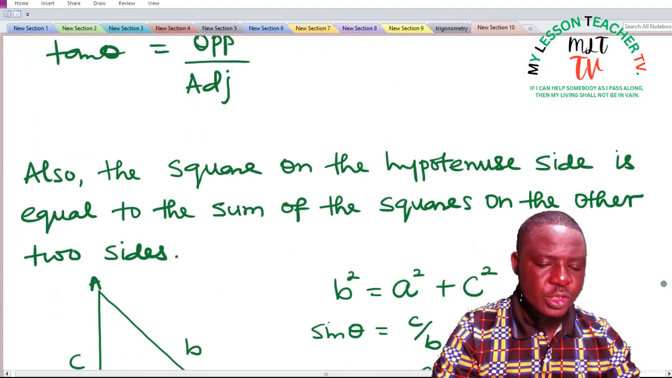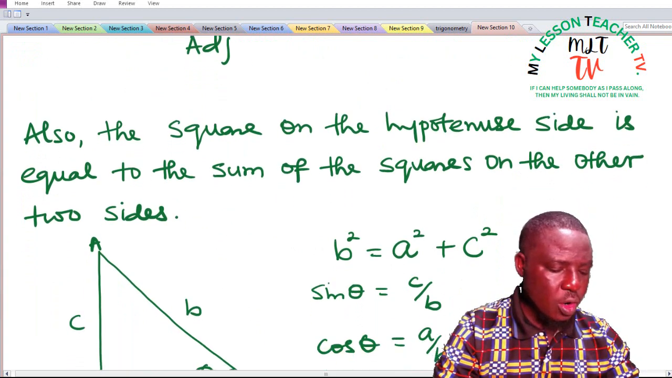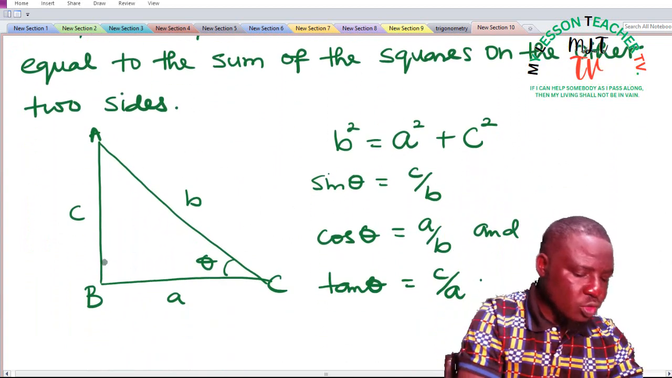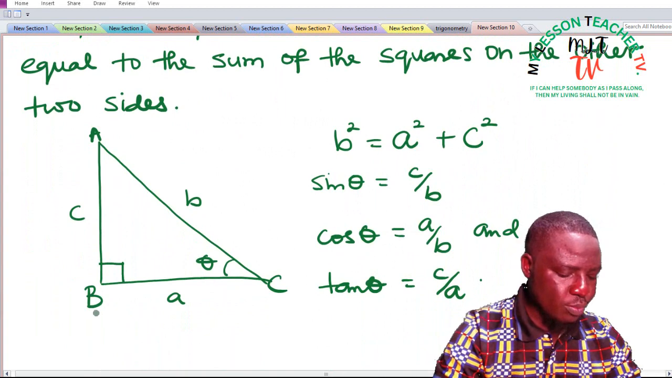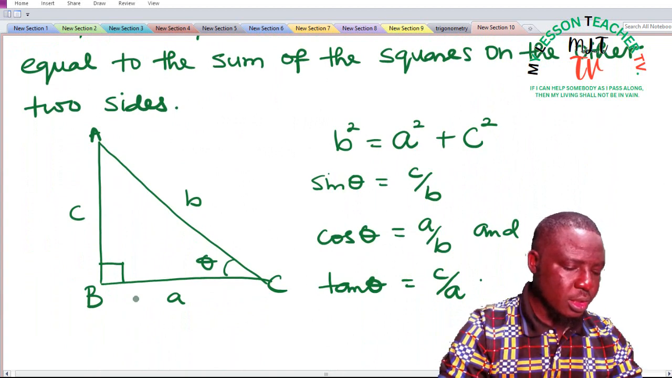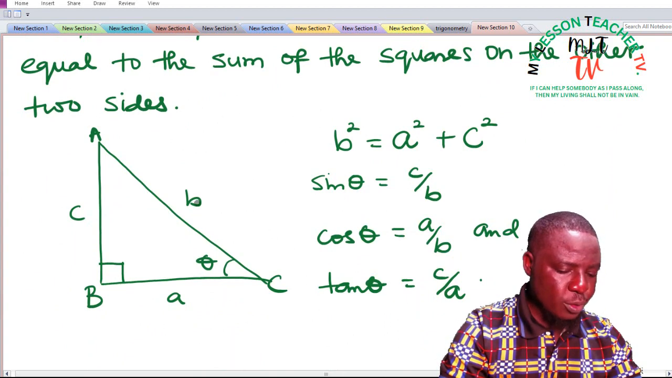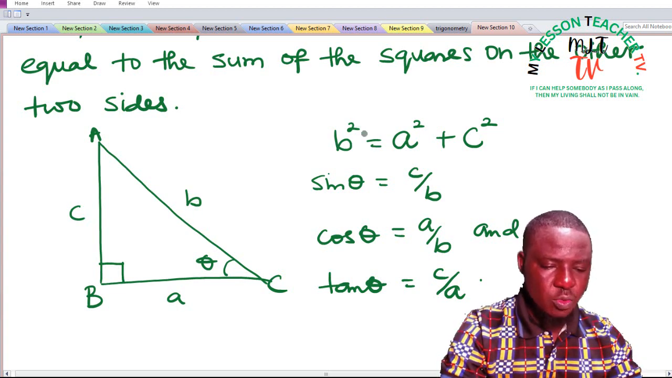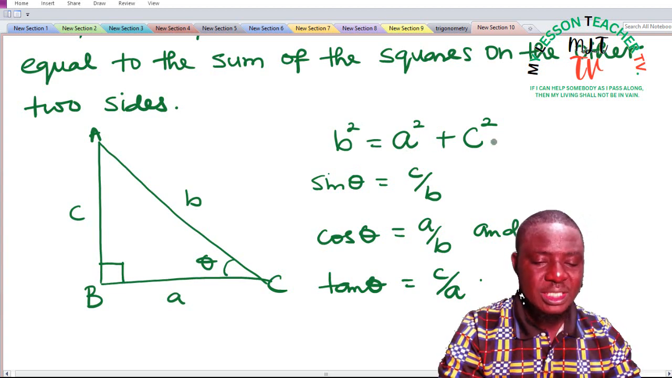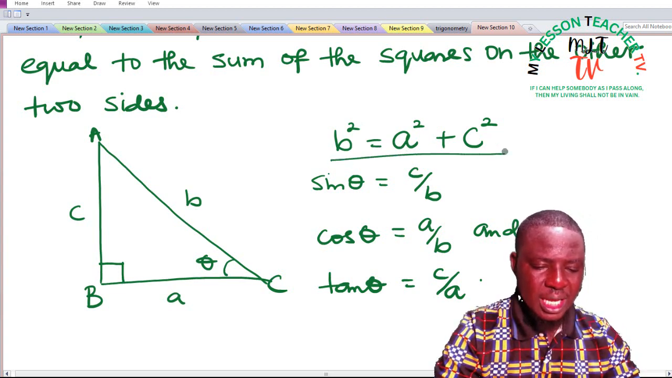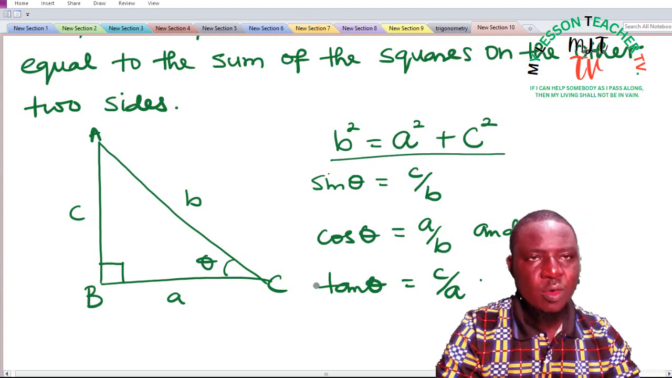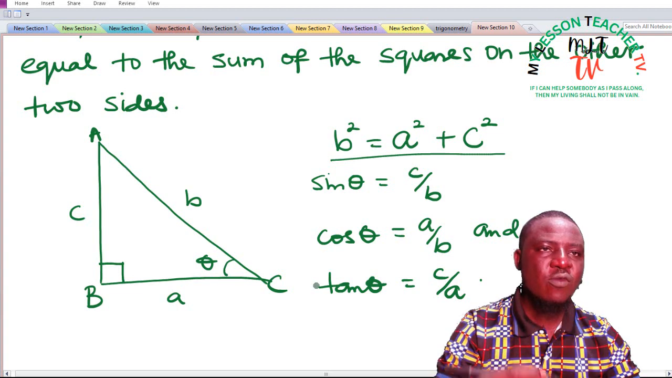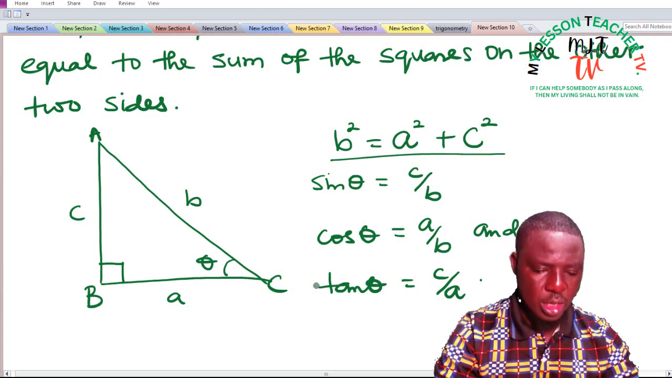Also, the square on the hypotenuse side is equal to the sum of the squares on the other two sides. That is to say, if you have a right angle triangle ABC, where angle B is 90 degrees, then the square on the hypotenuse side is the sum of the squares of the other two sides, given as B squared is equal to A squared plus C squared. So with this and the trig ratios which we did earlier, you can solve any problem that has to do with a right angle triangle.